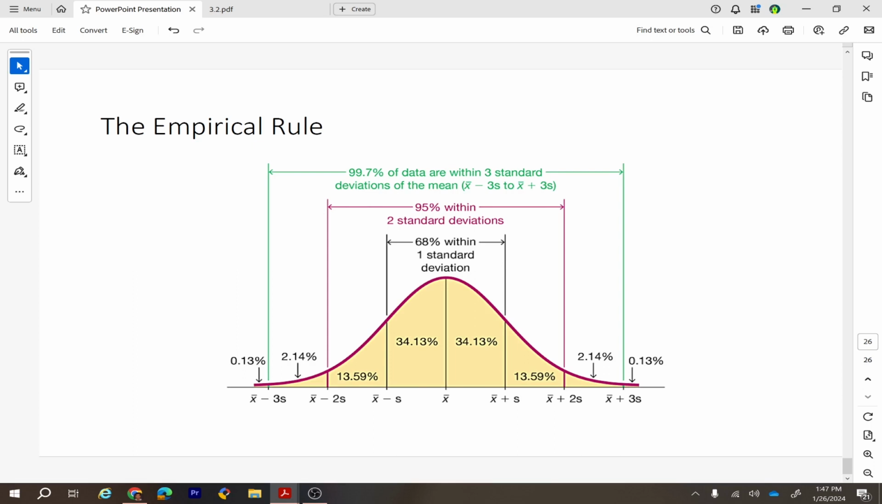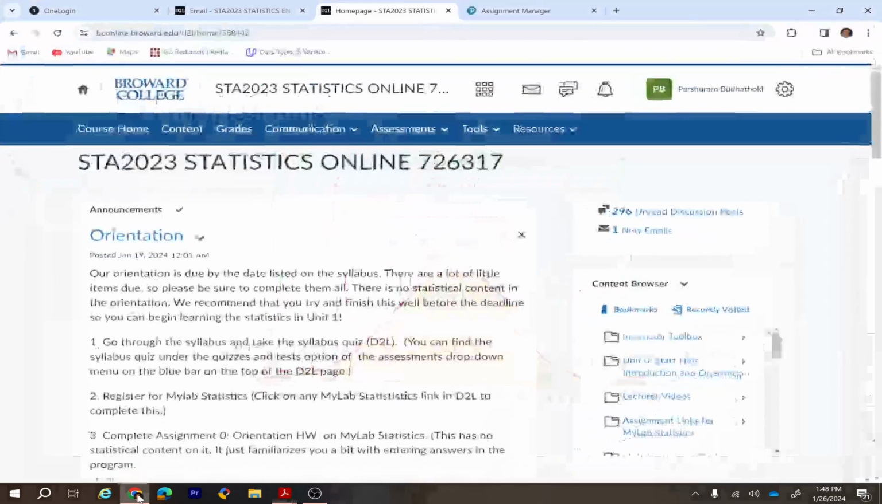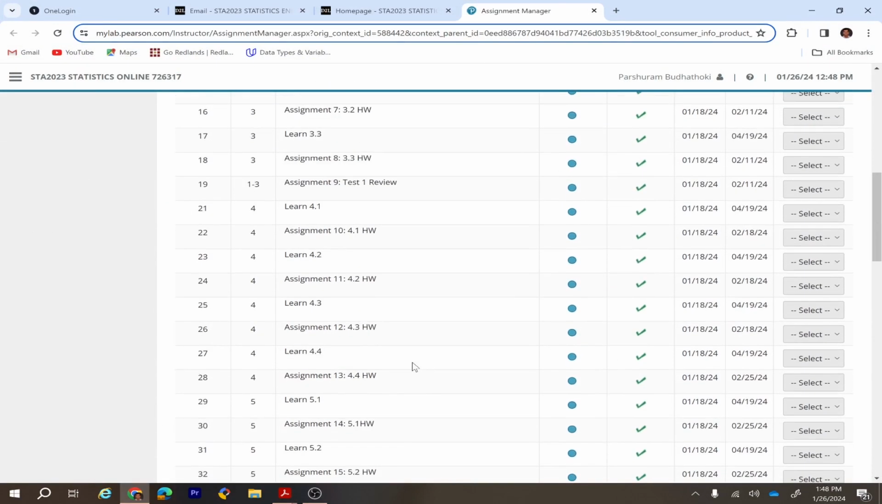Now let's look at some examples, homework problems. I'm going to use StatCrunch whenever it's possible. So section 3.2.